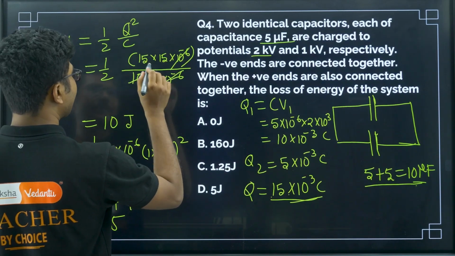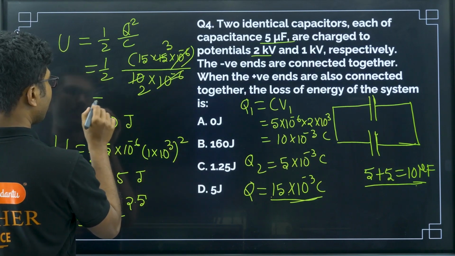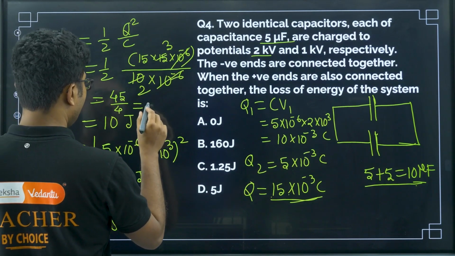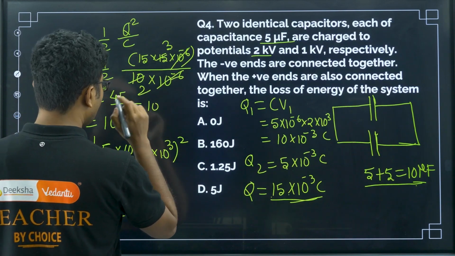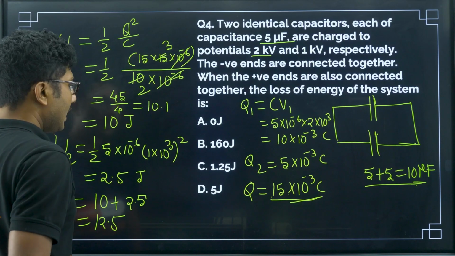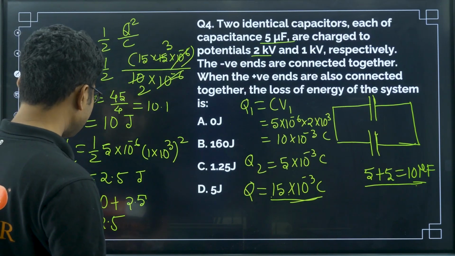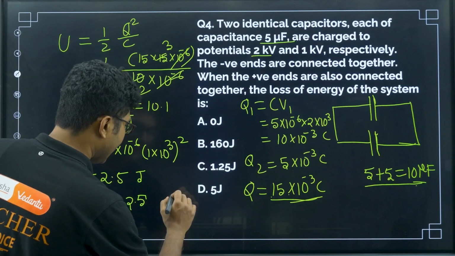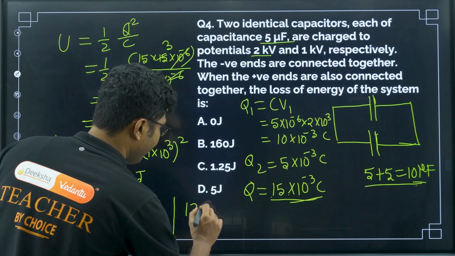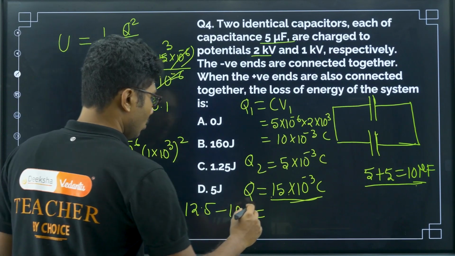Now let us see what the value is. 45 divided by 4, so it will be about 10.1. So 10.1 joules is the value. What is the reduction? Reduction is the change in value. The loss is 12.5 minus 10.1, that is 2.4.